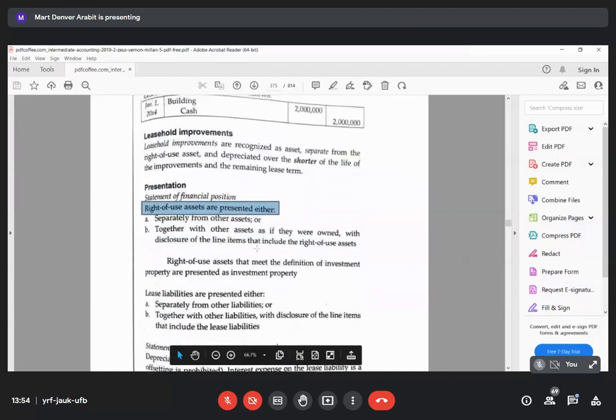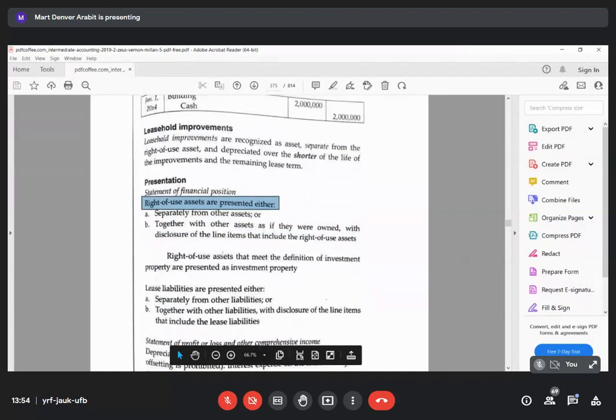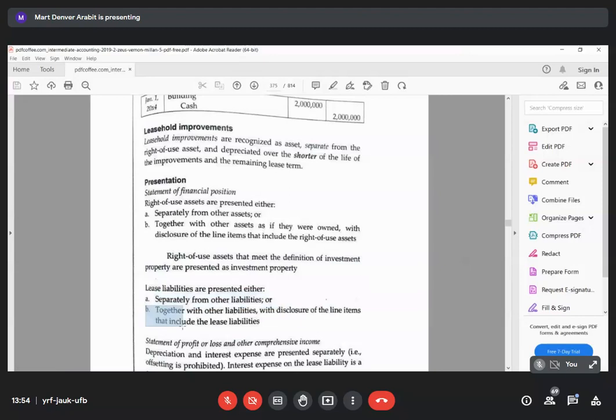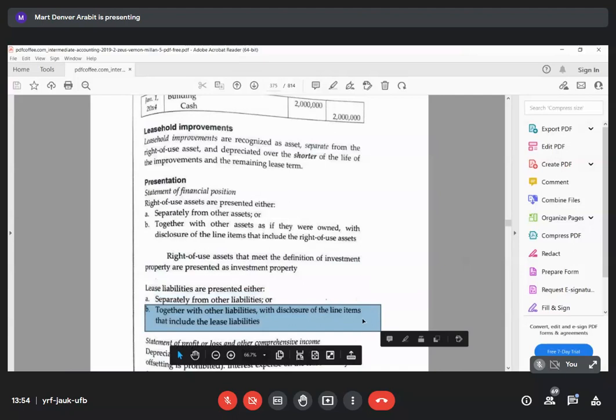Okay, so ROU assets that meet the definition of investment property are presented as investment property. Okay, so kung investment property naman yung usage mo, yung sa ROU asset being leased, then you can present this liabilities as a separate line item from other liabilities and together as well kung meron kang same liabilities with the same or similar nature.